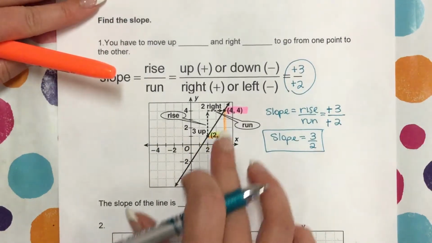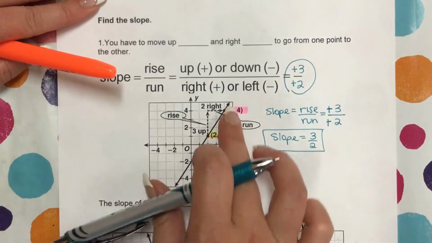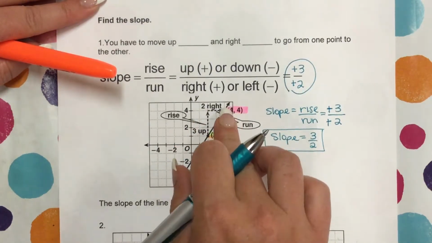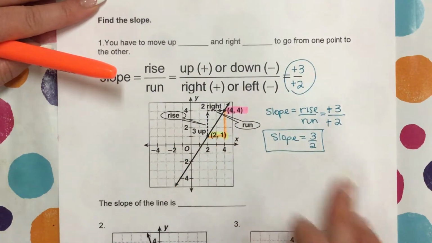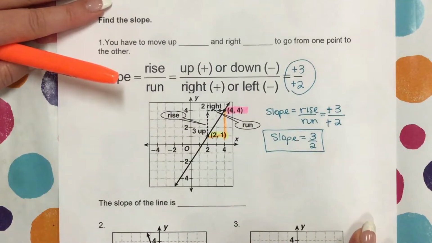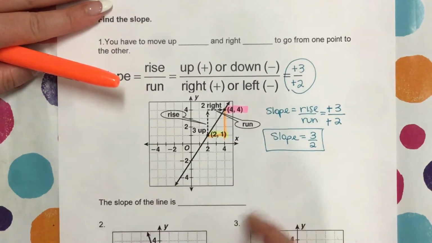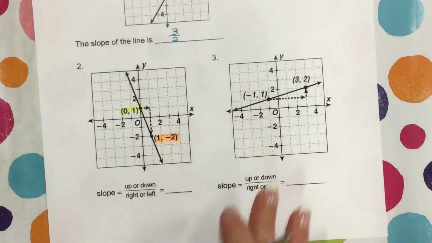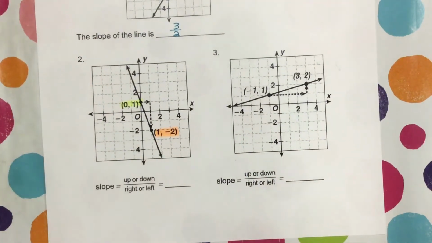So it doesn't matter which way you go. You can go this way, or you can start at this point and go up and right, or you can start at this point and go down and to the left, and you'll get the same answer every time if you do it correctly. So the slope of this line is 3 over 2. Okay. So now let's go to problem number 2.